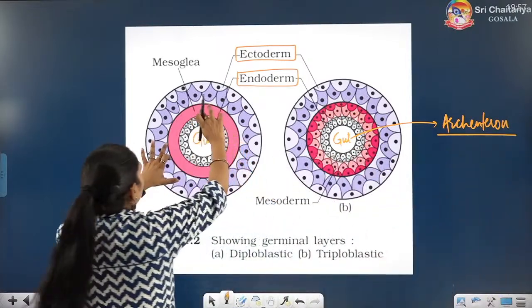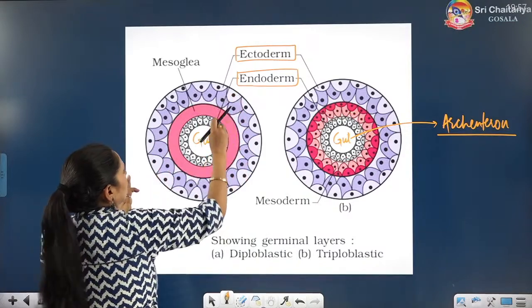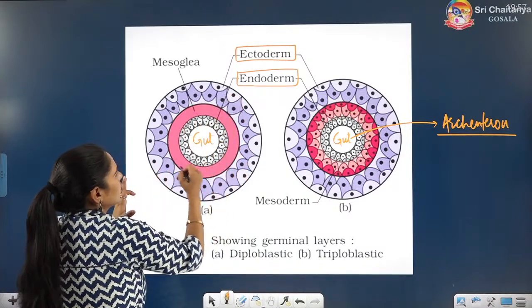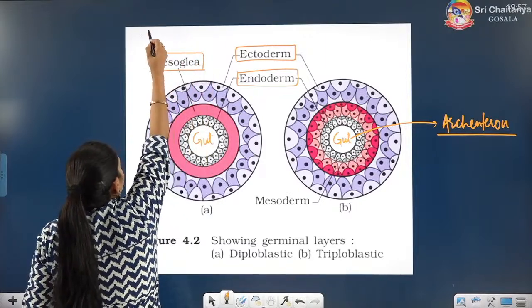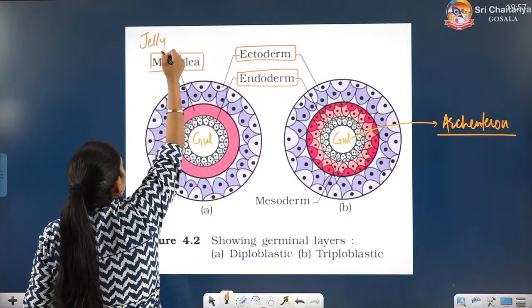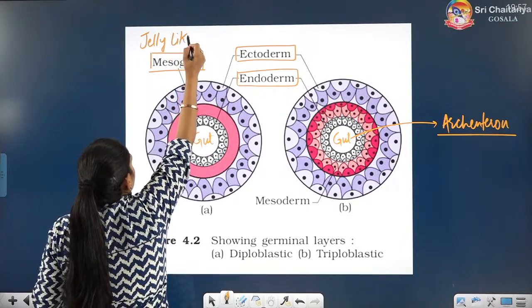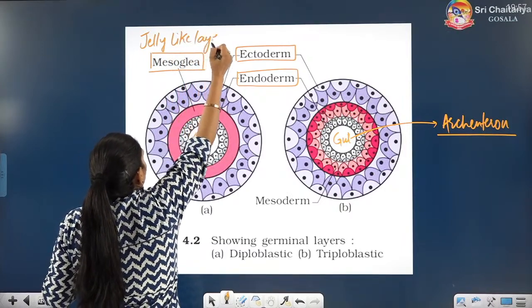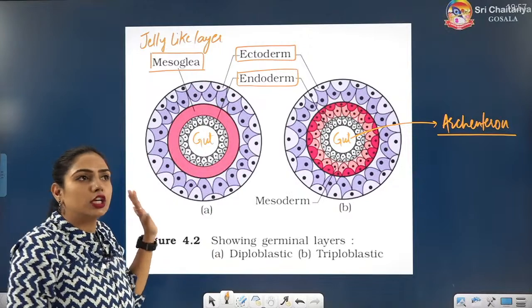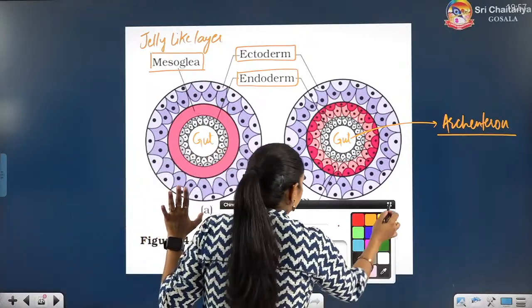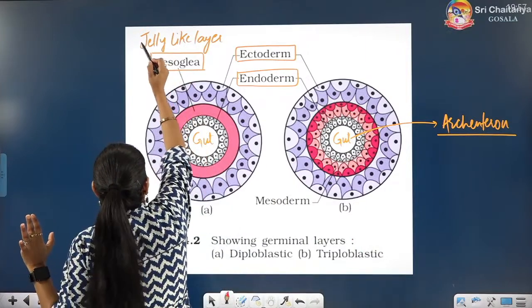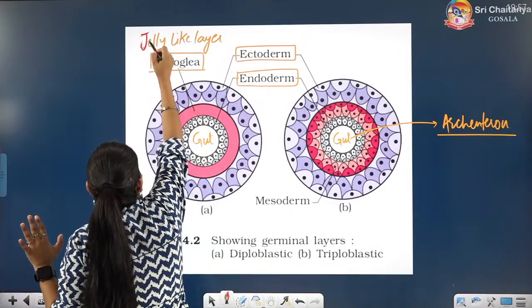Here, in between ectoderm and endoderm, you cannot see mesoderm. Instead of mesoderm, there is mesoglea. This mesoglea is a jelly-like layer, and it is not a germ layer, everyone. It is not at all a germ layer, alright? It is a jelly-like layer.